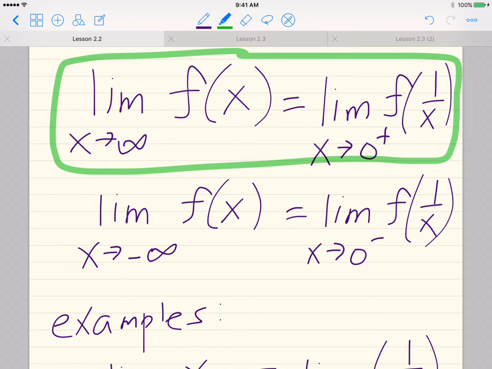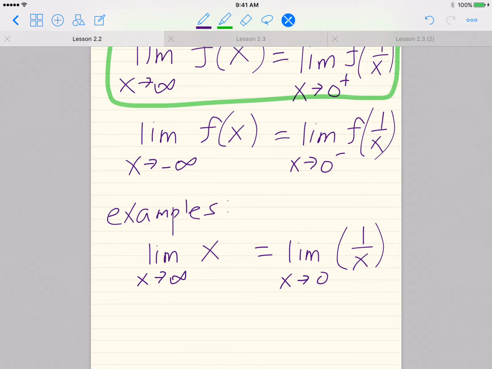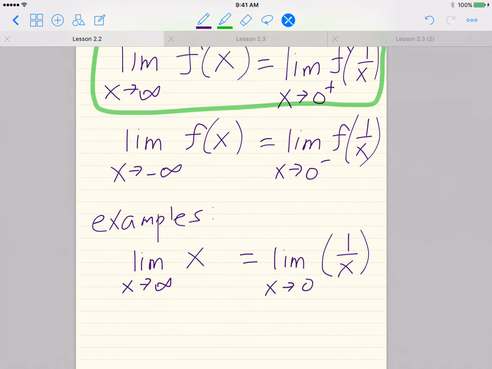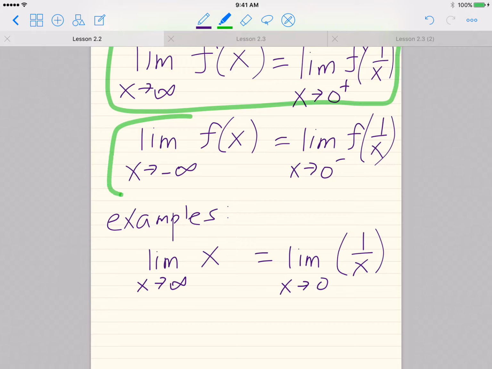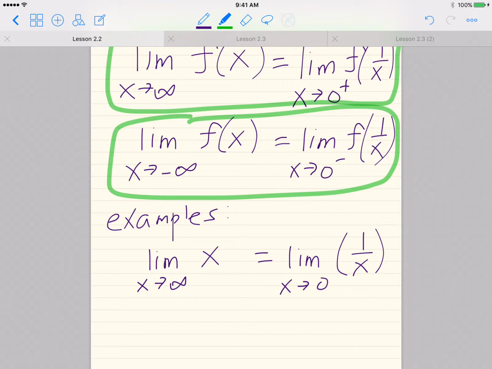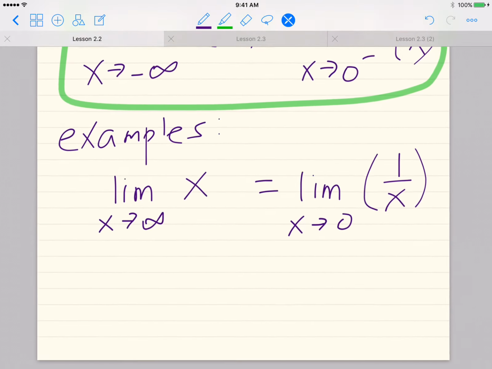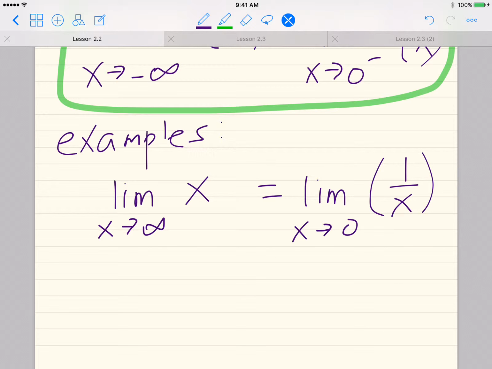And similarly, limit of f of x as x approaches negative infinity is equal to limit of f of 1 over x as x approaches 0 from the left side. So I'll give you a couple examples to help you understand that. What does that mean? Okay, so though we're not going to prove this, let's see what this means graphically and also conceptually.